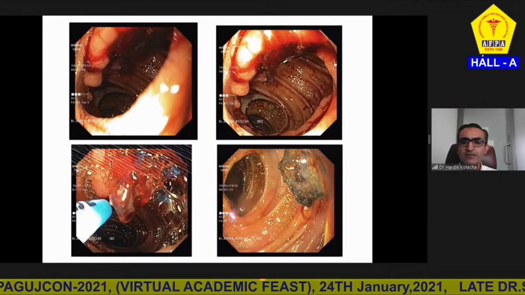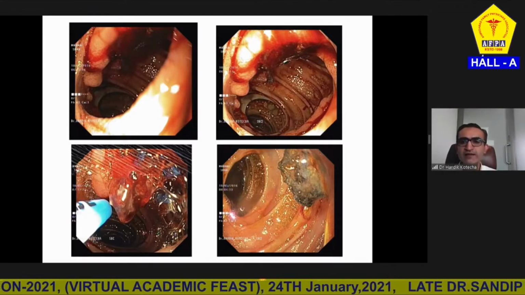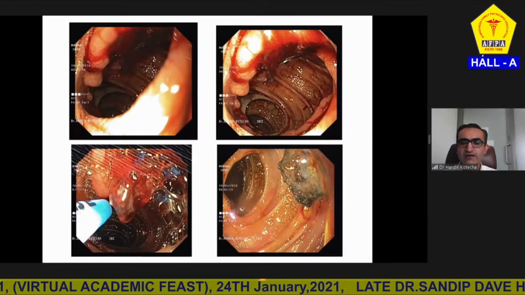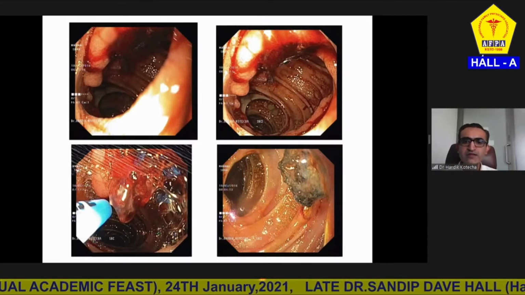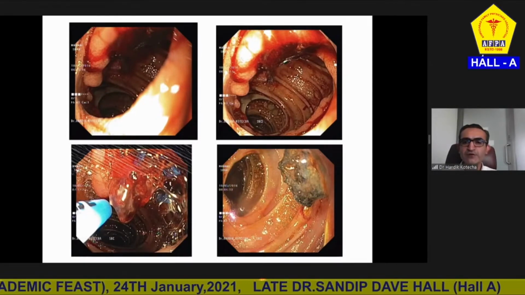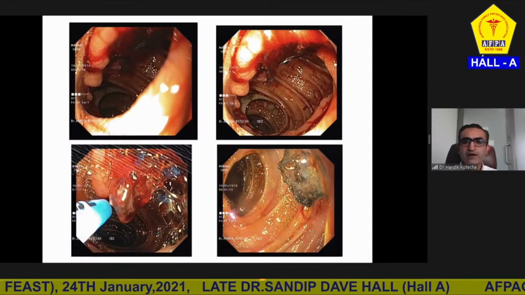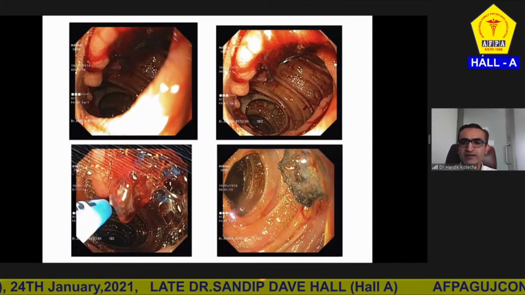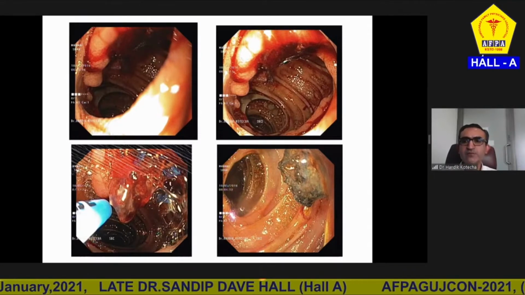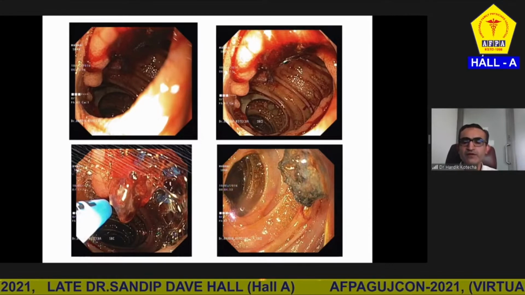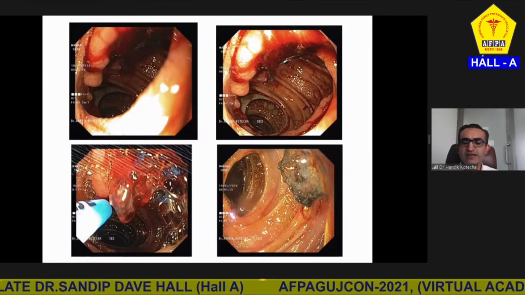So with the help of APC, I was able to char the entire bleeding ulcer, which is seen in the 4th image, and the patient stabilized after 24 to 48 hours. A plan was made that if the ulcer doesn't heal, we would put a hemoclip over there. So plan was made to do a repeat endoscopy after 48 hours and check the ulcer.